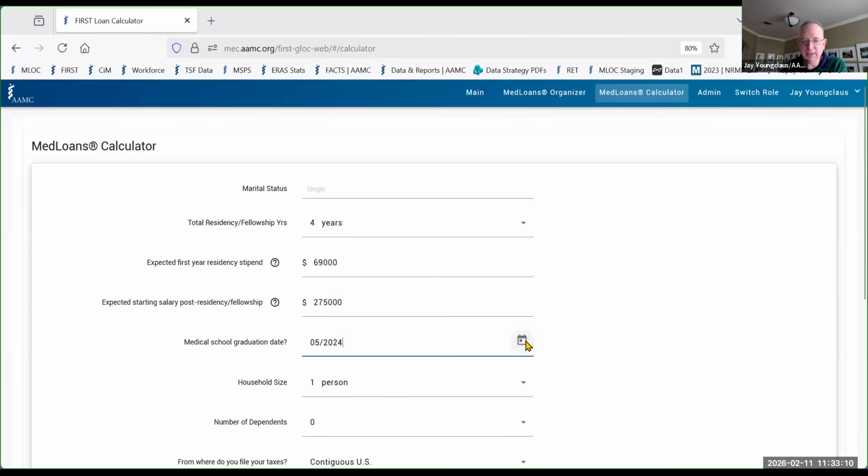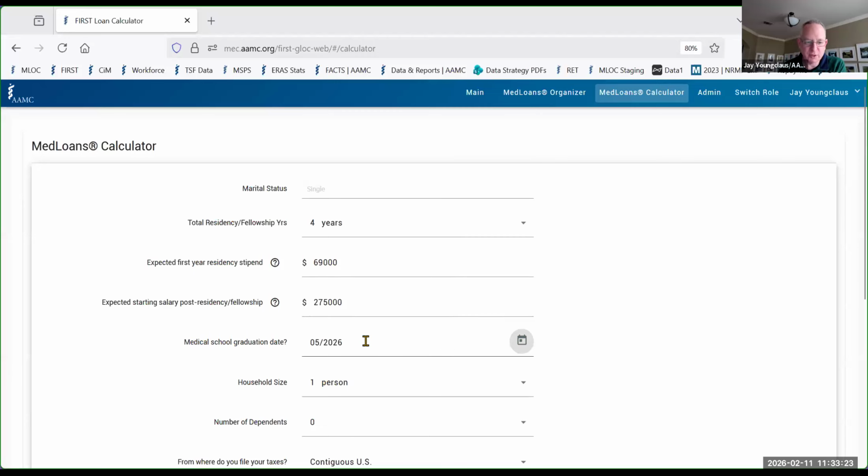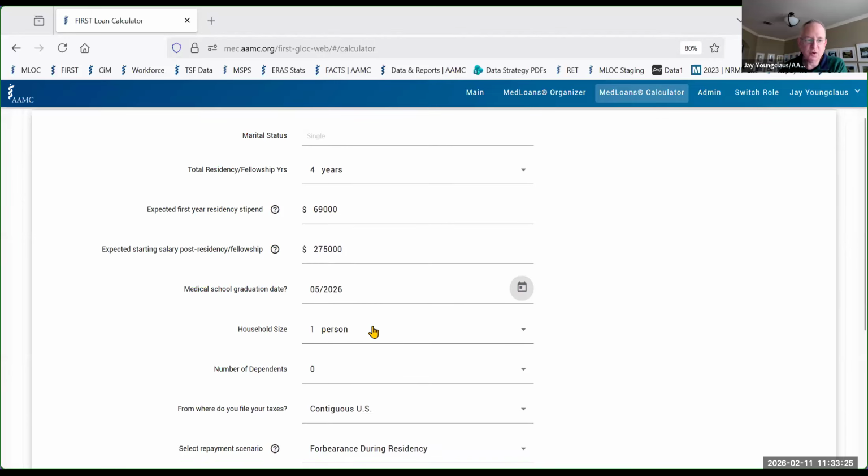And then our graduation here, we are always obviously talking about a 2026 graduate. If I had tried to put that through, it would have failed because you can't have a graduation date before your last loan. So this portfolio has 2026 loans. I can't graduate in 2024. I'm a household size of 1.